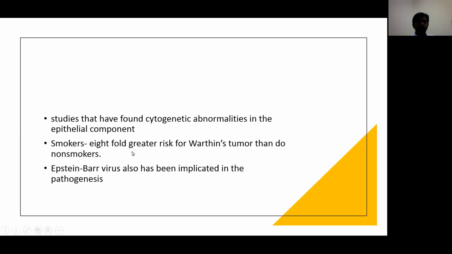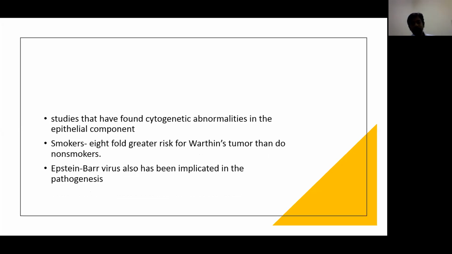Smokers have almost an 8-fold greater risk for Warthin's tumor than non-smokers. That is one thing we need to notice, because when we see a tumor and we know the person is an elderly male and a smoker for many years, you can really make out that this is going to be Warthin's.